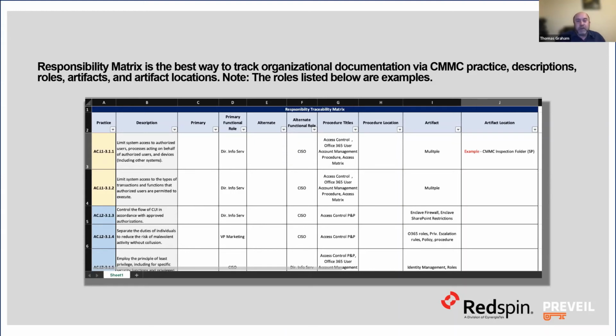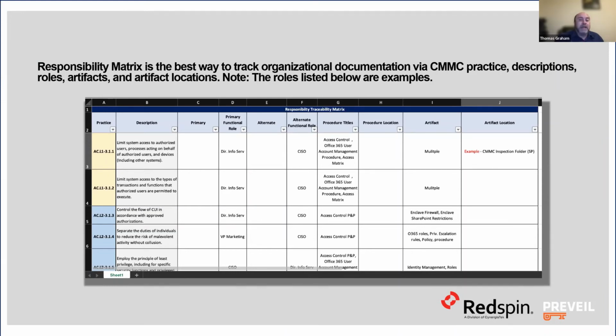When we started constructing ours, this was the first thing that we planned out. We took each of the practices, put them in there, put the description, and then we stepped through, okay, whose responsibility is it? What's their role? Are they the Director of Information Services? Are they VP of Marketing? Who's their backup? Because yes, you have to have a backup unless you're a shop of one. And if you're a shop of one, then you are your own backup and you're the busiest man in the company, or woman.